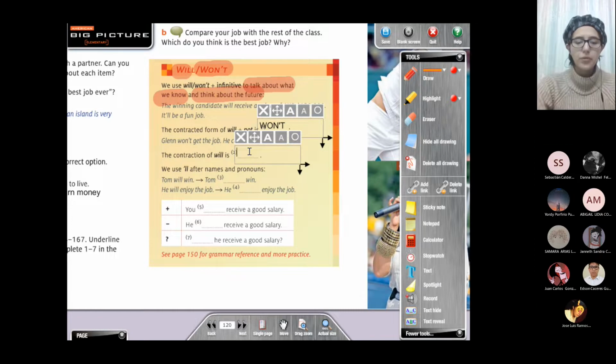For example, you have the verb to be, is, right? So in order to make the verb is shorter, we're going to say she's, right? What are we going to do with will?